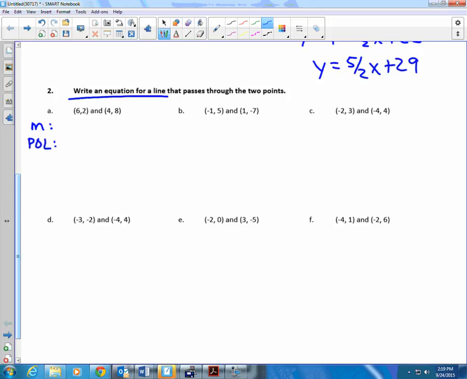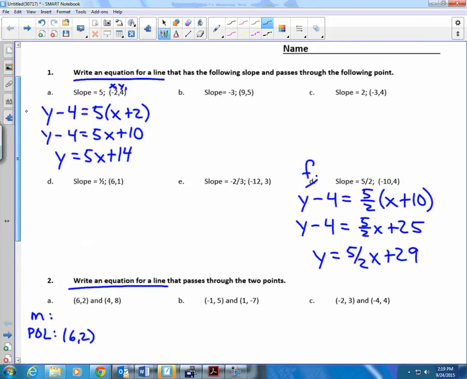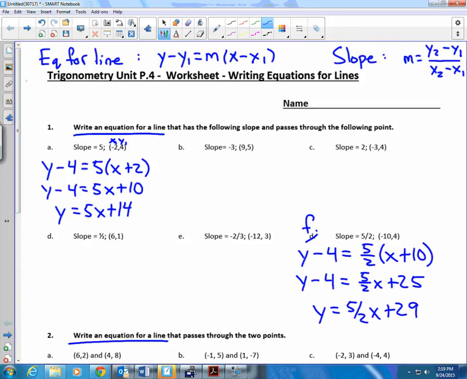First of all, you get to choose which point you want on the line. Do you want to use 6.2 or 4.8? Okay, we'll use 6.2. How do I figure out the slope? It doesn't tell me. We use what? The slope formula right here.